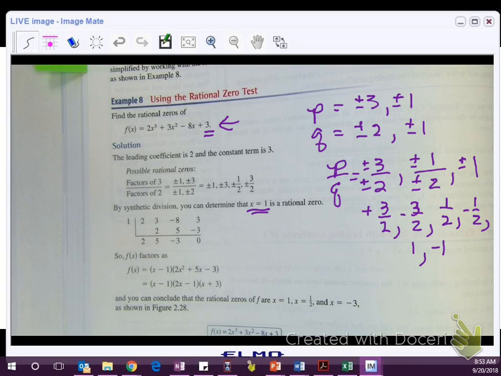Now, this list is not too bad. There are only 6. Sometimes you get a list and there are 15 of them or 20 of them. So you need to start using a little bit of educated guesses to try to narrow that down.